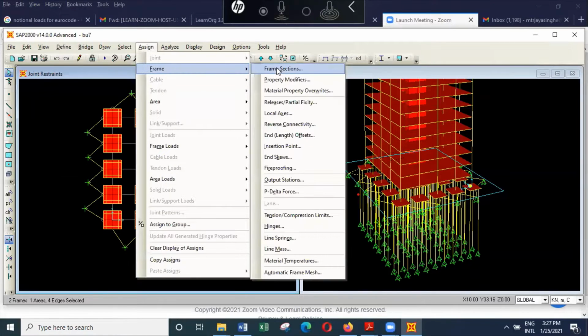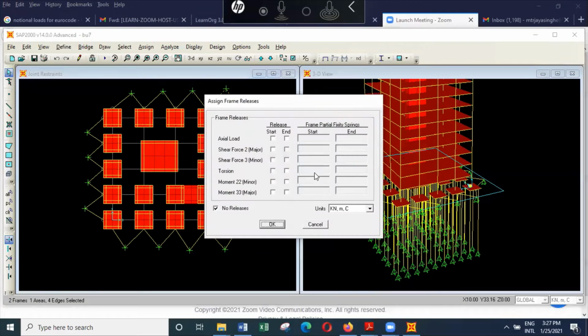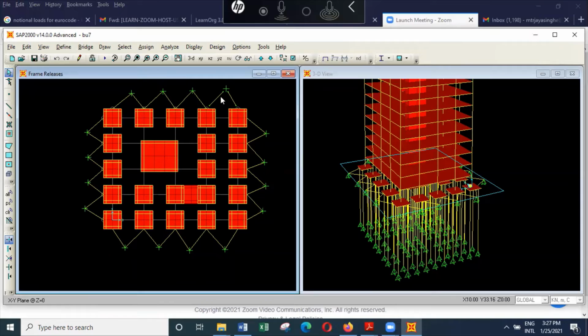And then another thing you can do is assign the release, you can say it's pin-ended. So you can actually say that they are pin-ended connections. The idea of these connections is just to make sure that the structure does not move horizontally. And with that, the structure will be stable enough to be analyzed. Otherwise, if you are not modeling the soil, the structure will be unstable. So that's the only reason why we have these links.